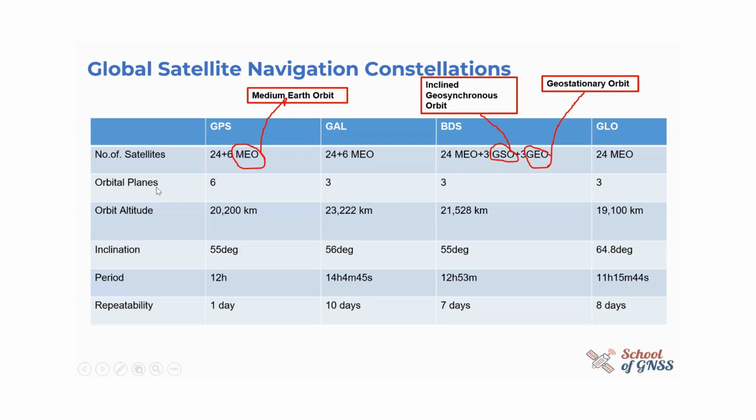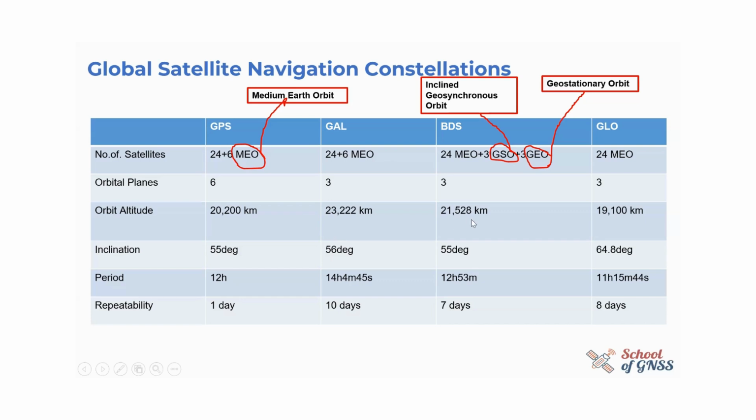Okay, so orbital planes are those planes in which satellites revolve around the Earth. For GPS, there are six orbital planes. For Galileo, there are three. For Beidou, three. For GLONASS, three. So GPS has a higher number of orbital planes as compared to the other constellations. Okay, orbit altitude, the altitude relative to Earth. The altitude of orbit for GPS is 20,200 kilometers. For Galileo, it's 23,222 kilometers.